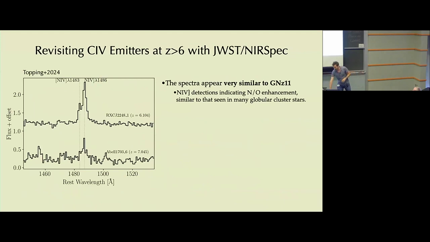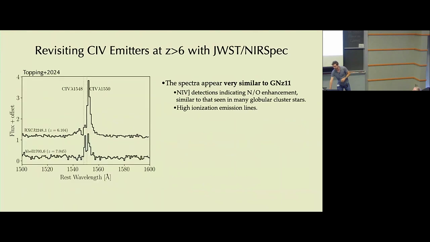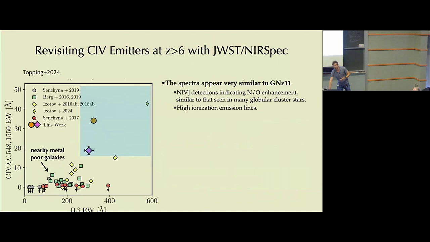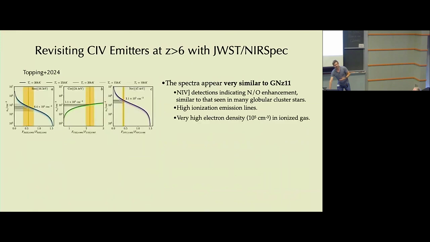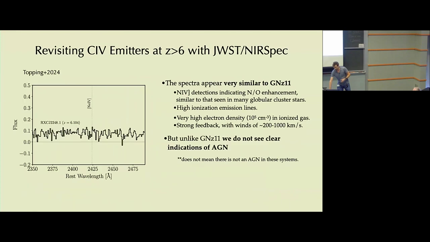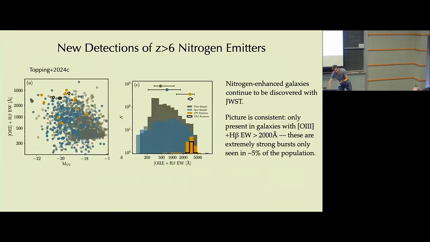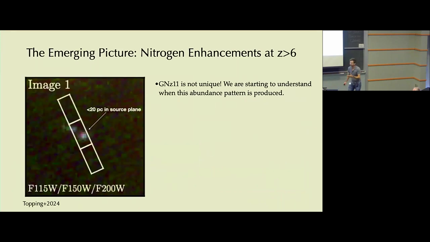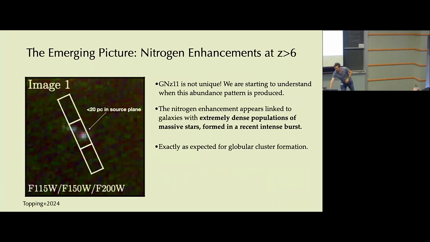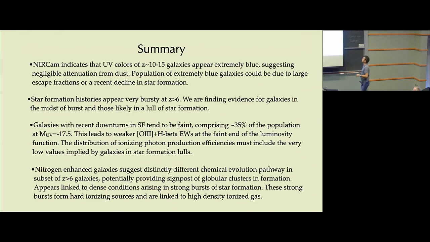I'll just show you here, these spectra do appear pretty much identical to GN-z11 in many ways. They have nitrogen detections, elevated nitrogen to oxygen, very strong hard radiation field, and high electron density, strong feedback, but we don't see clear indications of AGN in these systems. There are other nitrogen emitters, but the emerging picture is that I don't think GN-z11 is unique. We're starting to understand when this abundance pattern is produced. It appears linked to galaxies with extremely dense populations of massive stars formed in a recent intense burst. This is precisely what you'd expect for globular cluster formation. So I'll just close here. Thank you.